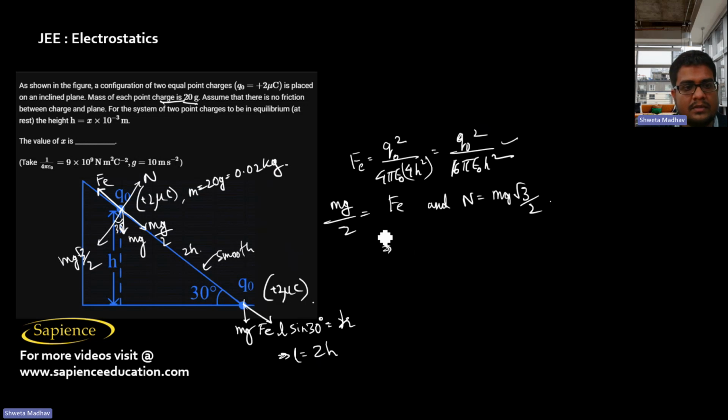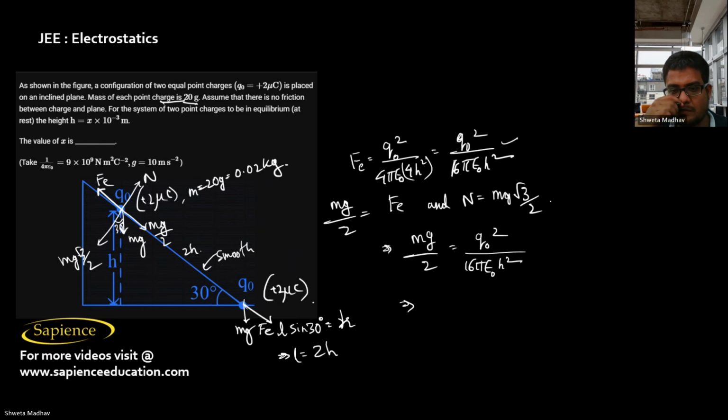So now Fe, H we have to find out. So mg by 2 is equal to Fe, that is Q naught squared by 16 pi epsilon naught H squared. Now 2 8 is 16, so I can say it's 4 pi epsilon naught, so 2 mg is equal to Q naught squared by 4 pi epsilon naught H squared.